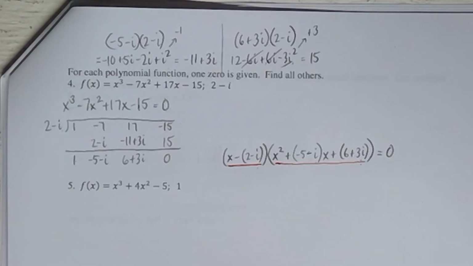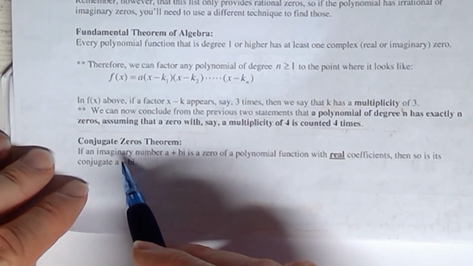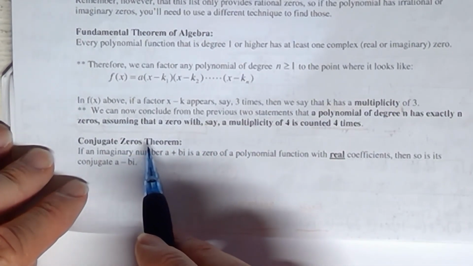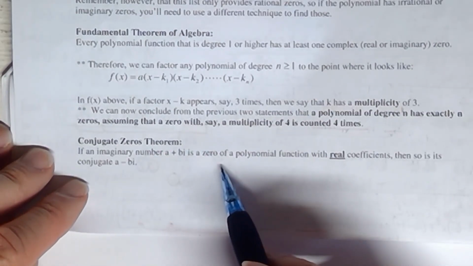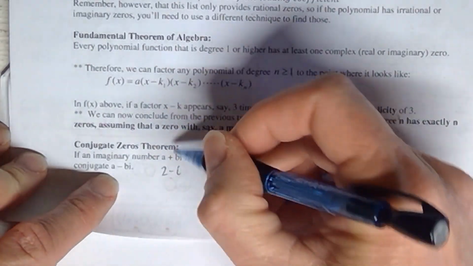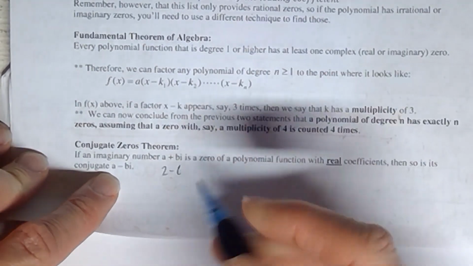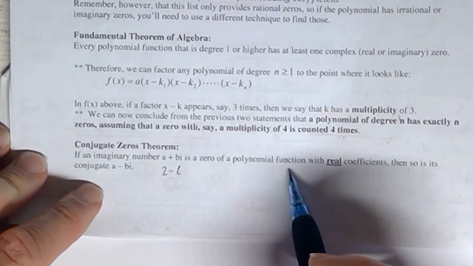There's this thing, and it's on the very front side. At the bottom of the front side of the first sheet, where they talked about 3.3 at the top, it's called the Conjugate Zeros Theorem. It says if you have an imaginary number that is a 0, and we already know what the original 0 here was. It was 2 minus i, right? So picture this. 2 minus i is an imaginary number, and it's definitely a 0. They told us it was.